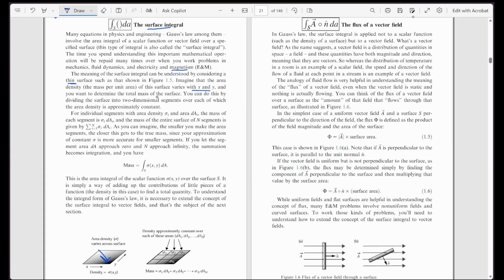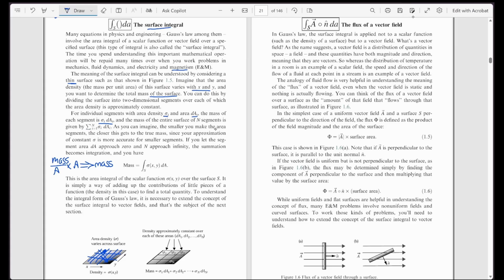You can do this. So it's telling us to find the total mass, you can do this by dividing the surface into two-dimensional segments, over each of which the area density is approximately constant. So we're going to divide it into very, very small parts, where for each small part we could approximately say that the mass per unit area will be constant. For individual segments with area density sigma and area dA, the mass of each segment is sigma dA. So we'll just multiply the mass per area times the area, which will give us the mass for that part. And the mass of the entire surface of n segments is given by this summation. So we'll just sum the mass per unit area times the area, and then add it all together to find the total mass.